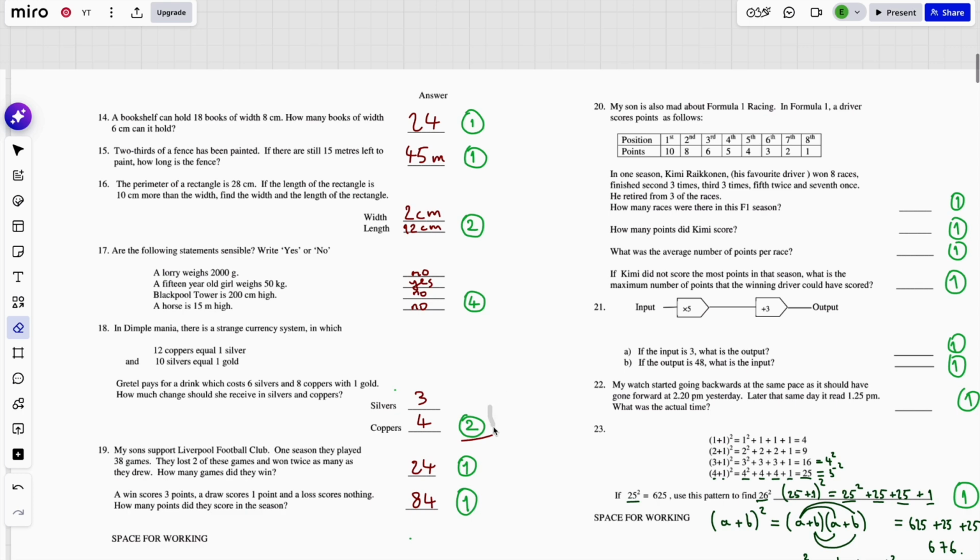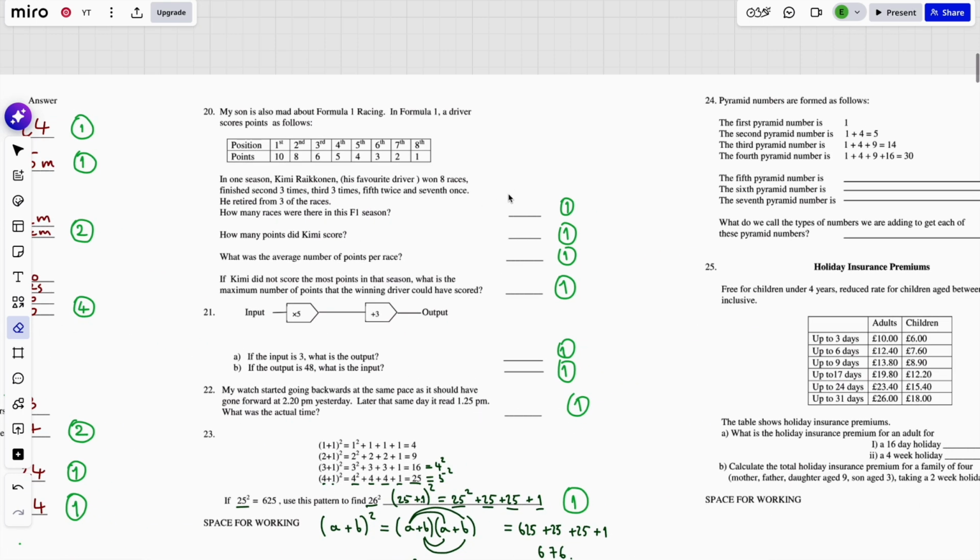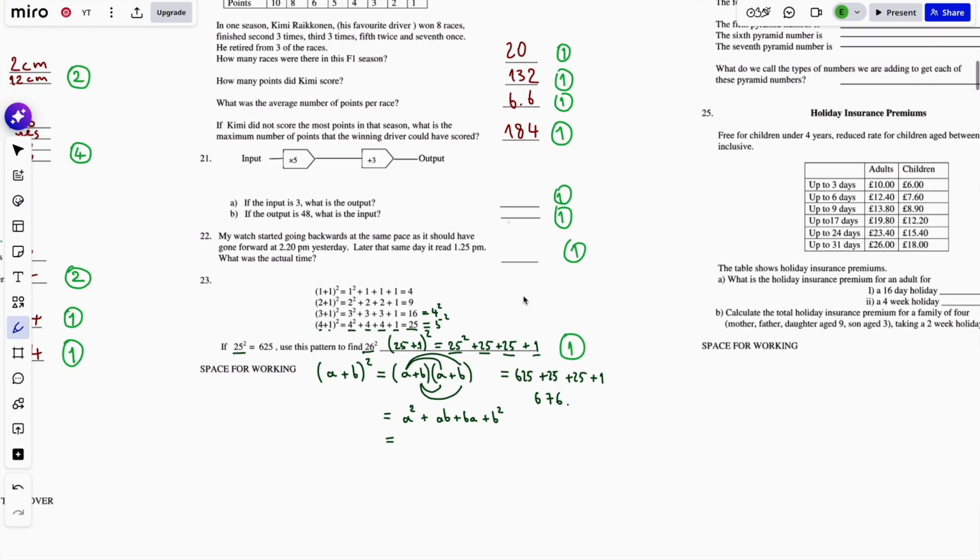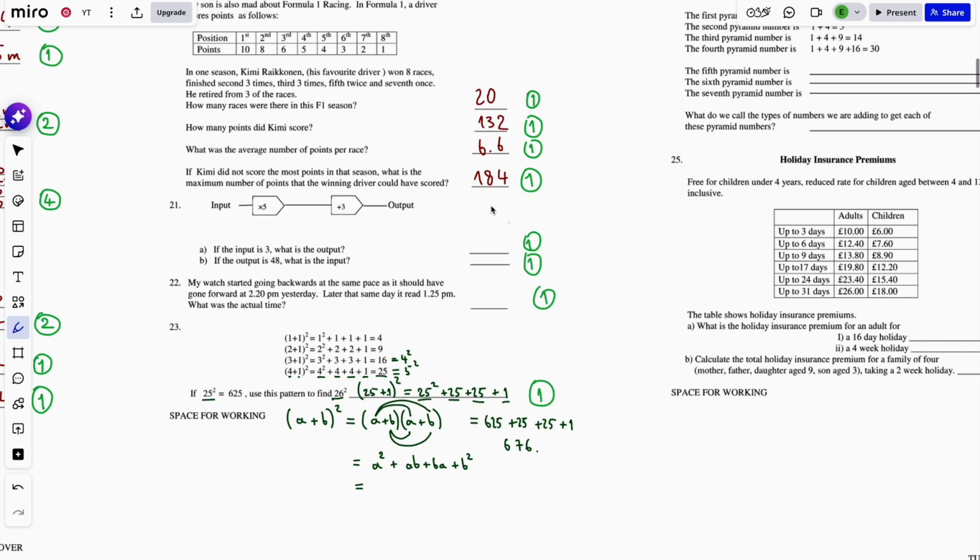Right. Let's move on. We have question 20, and question 20 has answers 20, 132, 6.6, 184, and that's it. They're 1 mark each, and they're independent of each other. 21, we have 18, and B should be 9. Again, these two are independent of each other. 22, 3:15 is the correct time.